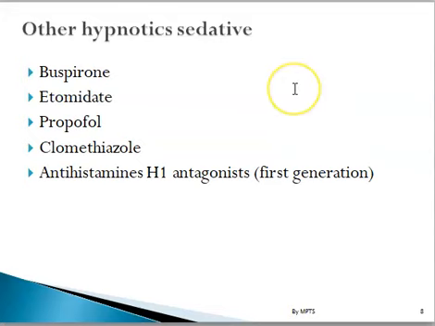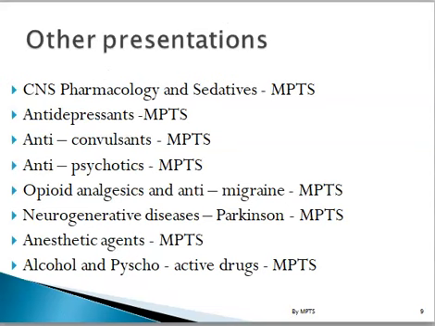Other hypnotics which can be used are buspirone, etomidate, propofol, clomethiazole, and of course the H1 receptor antagonists. I'm sure we are going to look at these later on, especially when we reach anesthesia. We may talk about them then. These are the other presentations I have on the CNS, and you can always refer to them.